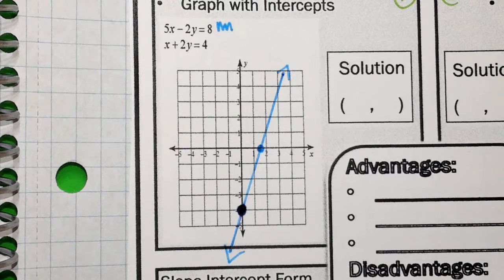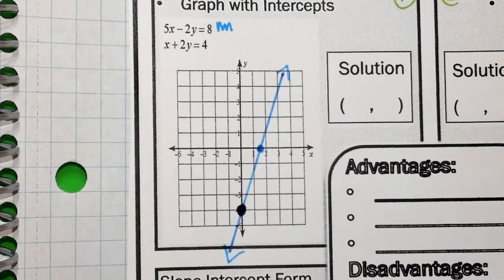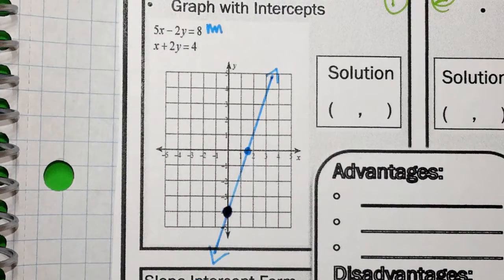Now, are we done? No, we don't have our other line, do we? Is everybody ready? Alright, turn your paper back to the other side. We ready?